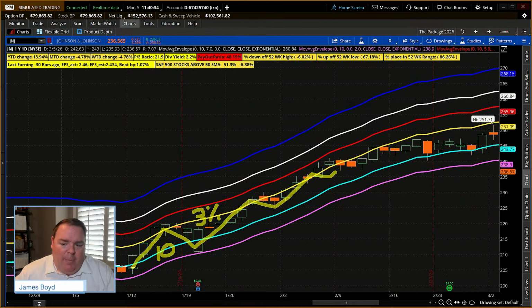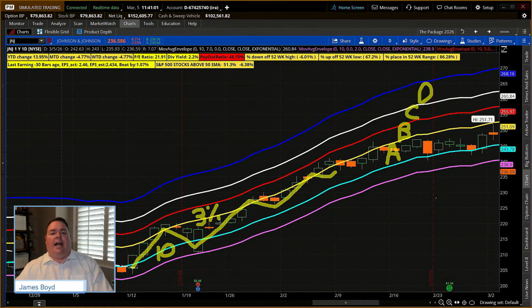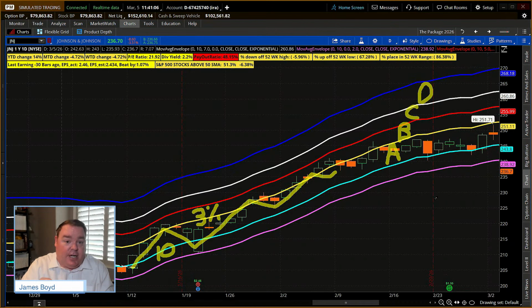Remember, we graded it: if someone was buying the stock above the 10 but no more than the yellow line, some investors might call that an A grade. If someone said, James, I'm going to get in between the red and the yellow moving averages, maybe that's a B. C would be between the red and the white line. And D is just saying, look, we're elevated, but in the short term we're still saying, yes, it could keep going up.